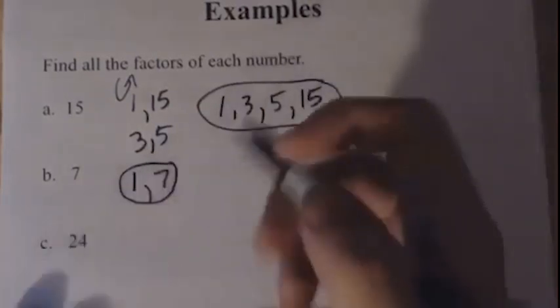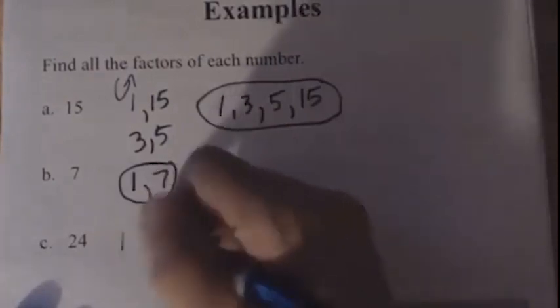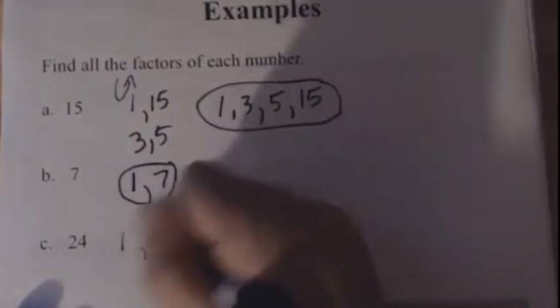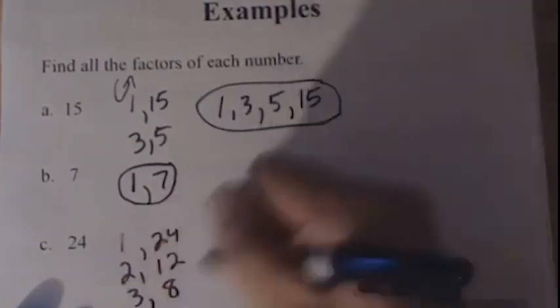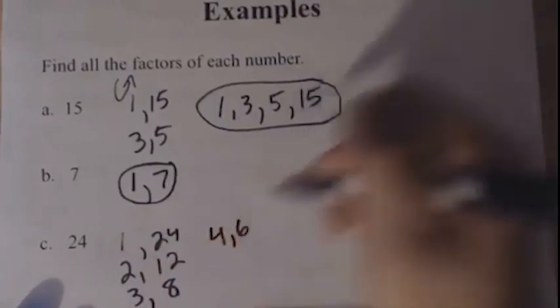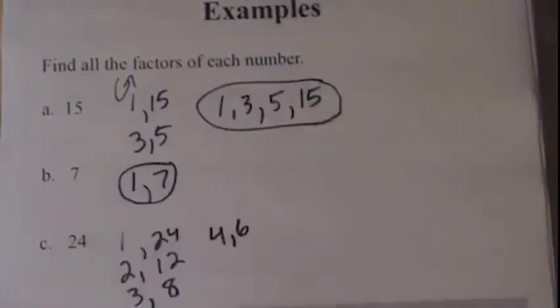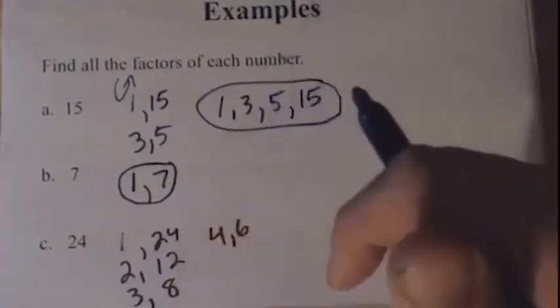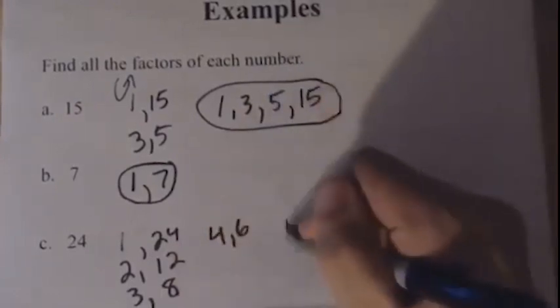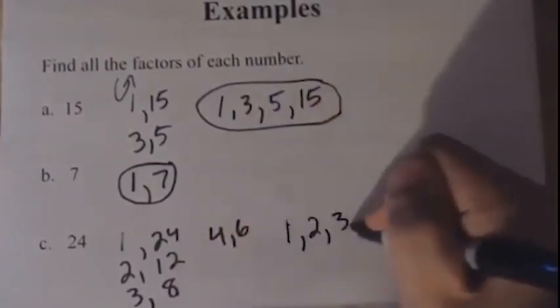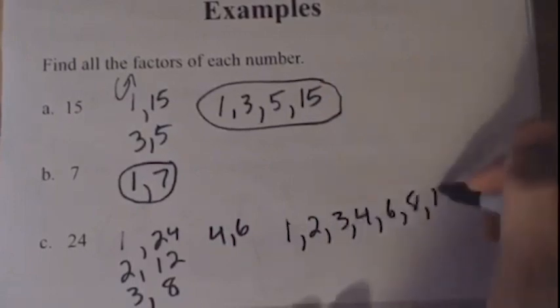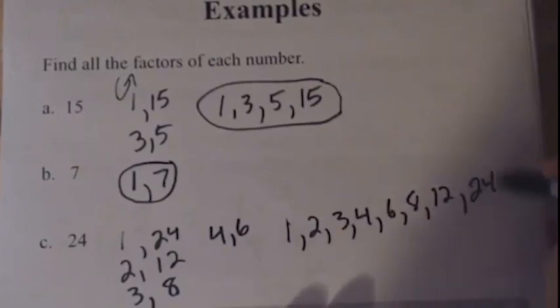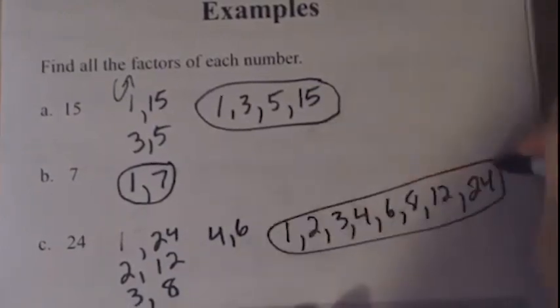Listing the factors of 24 should be fun. 1 times 24, 2 times 12, 3 times 8, 4 times 6, 5 times nothing, 6 times, well, we're back up the list. So 1, 2, 3, 4, 6, 8, 12, and 24.